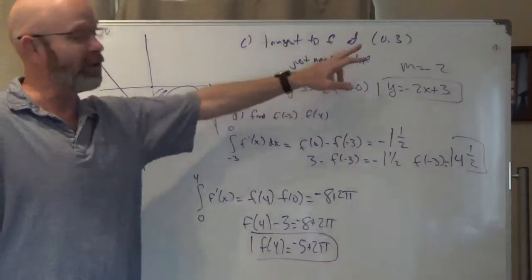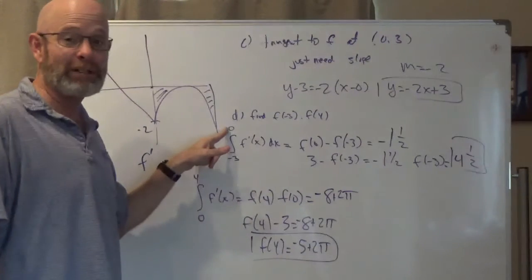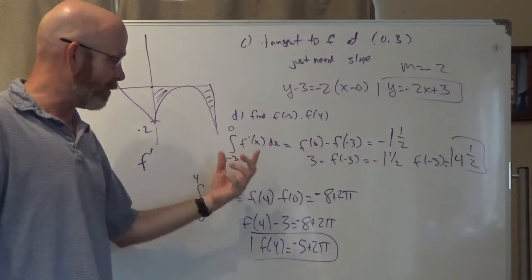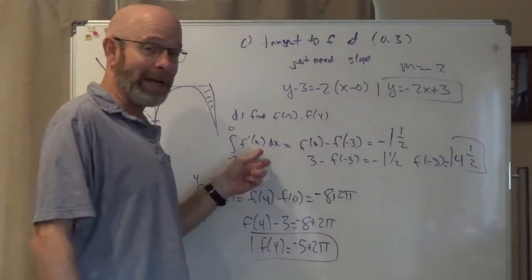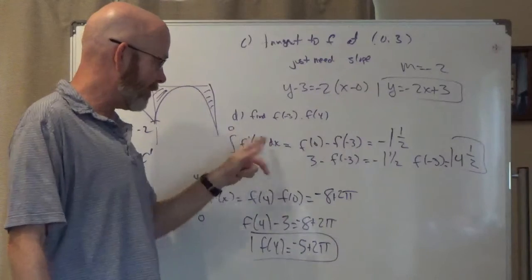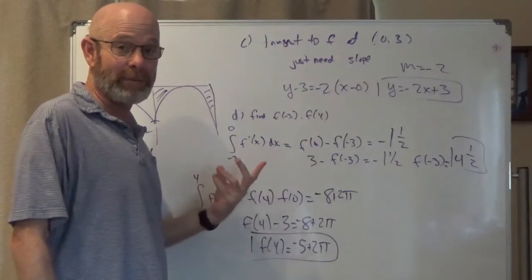But remember that if you integrate, so they asked me to find f of -3. I know f of 0 is 3. So I'm going to use 0. That's why I'm using 0 here. I'm going from -3 to 0 of f prime. So if I were to integrate f prime, I'm going to get f. So this integral is going to be f of 0 minus f of -3.